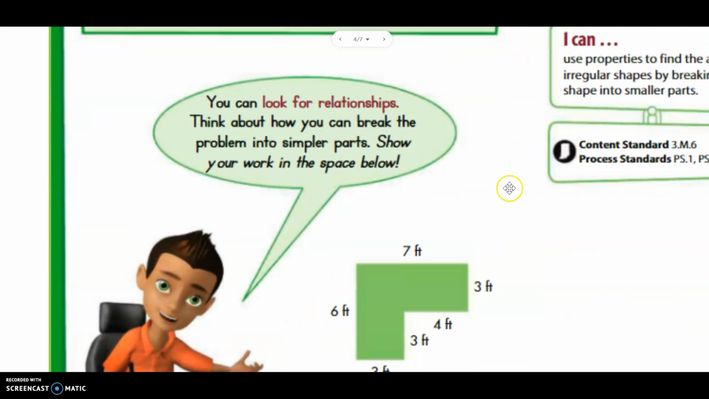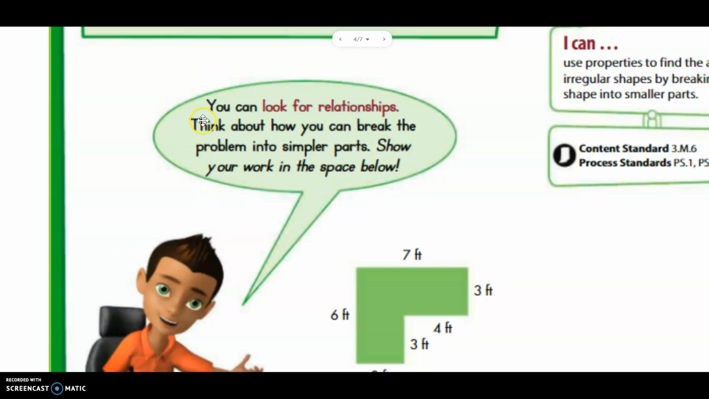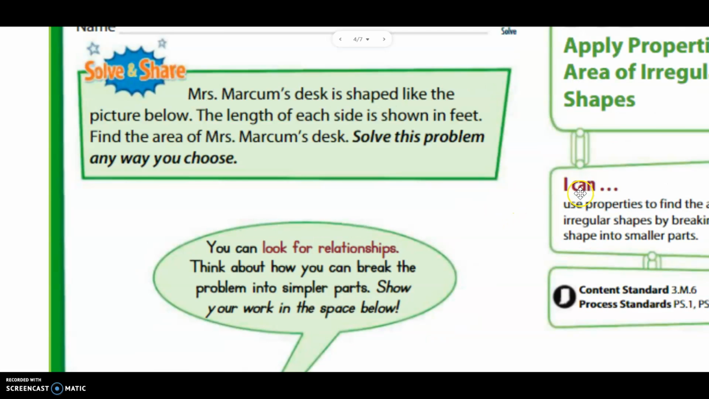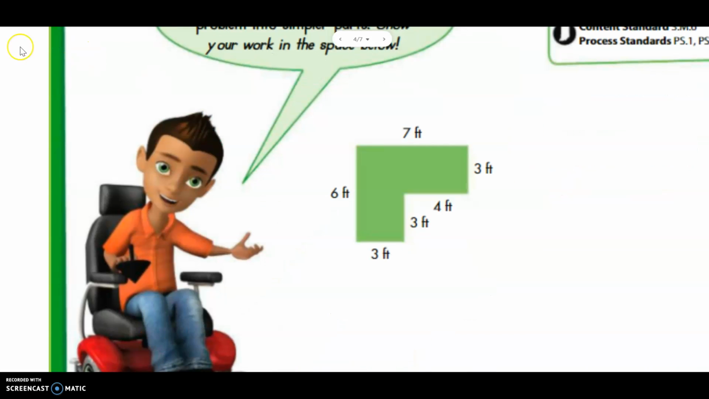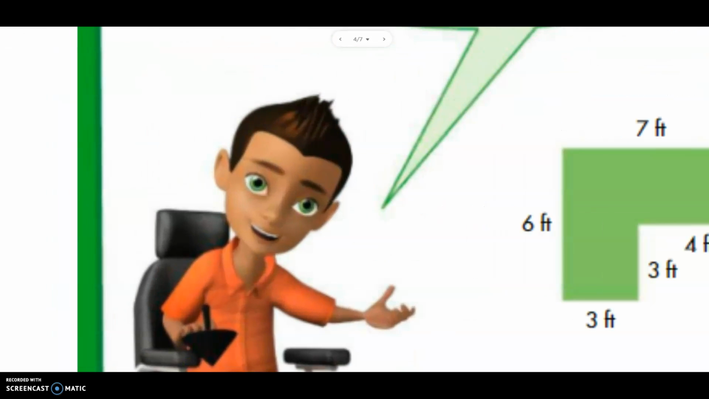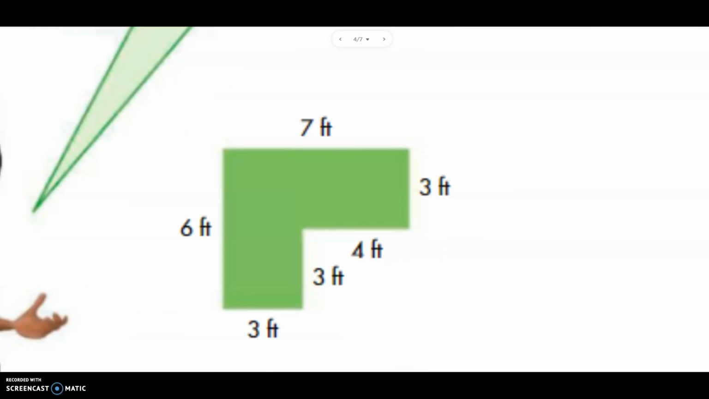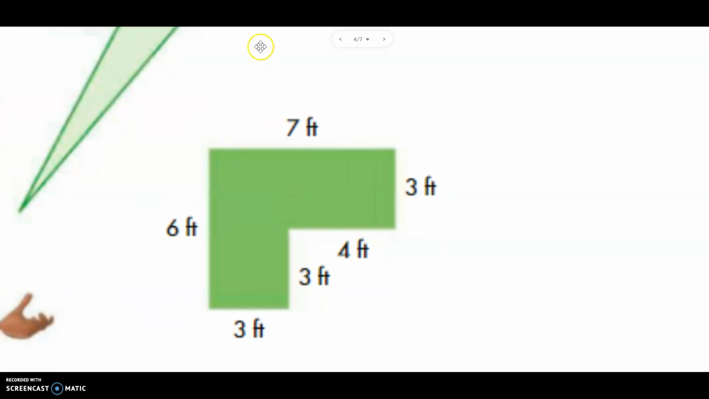So let's scroll down. And our helper tells us to look. You can look for relationships. Think about how you can break the problem into simpler parts. Show your work in the space below. So I am going to zoom in some more. I suggest you zoom in about this much as well.